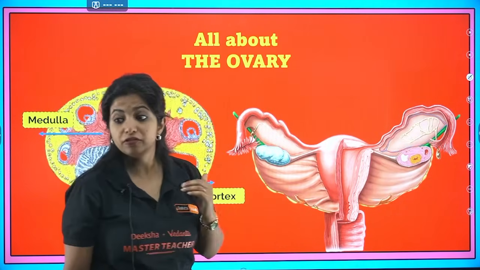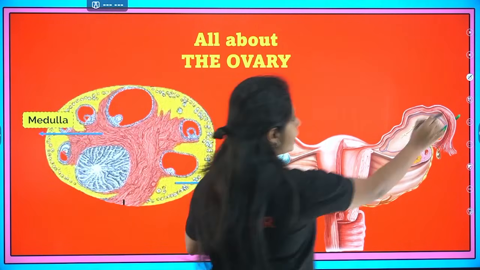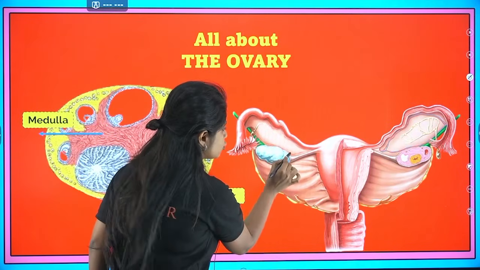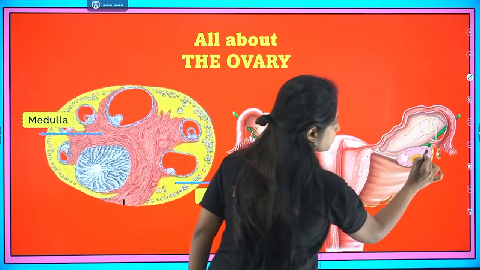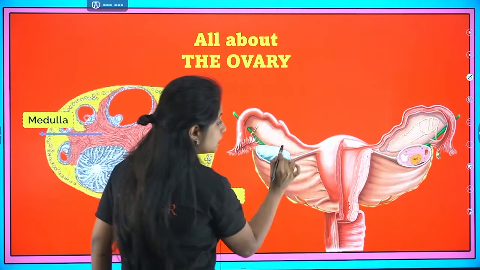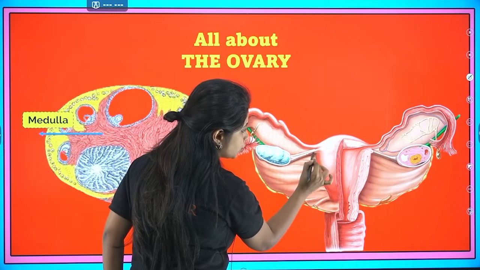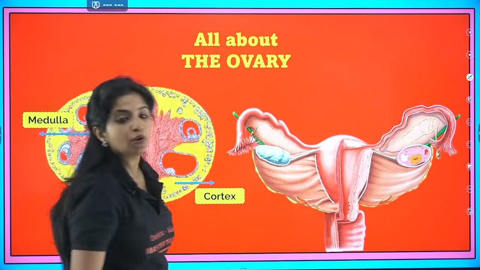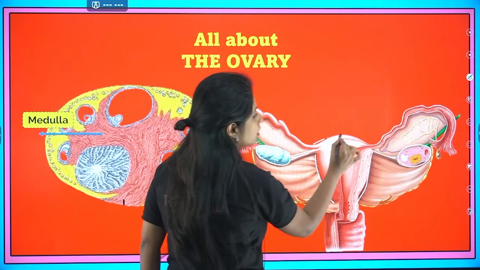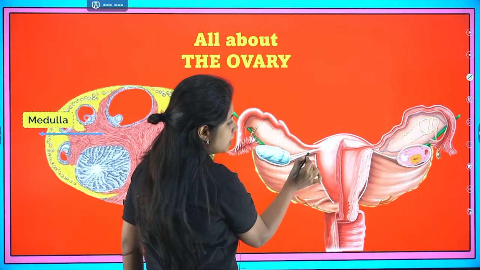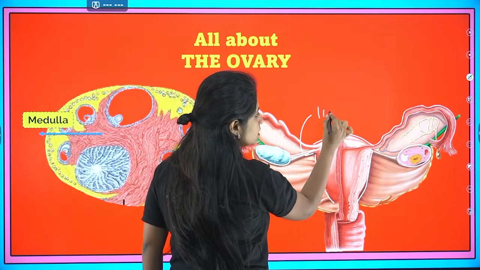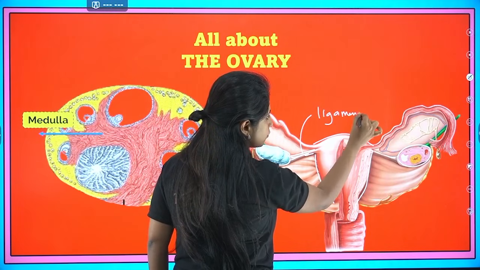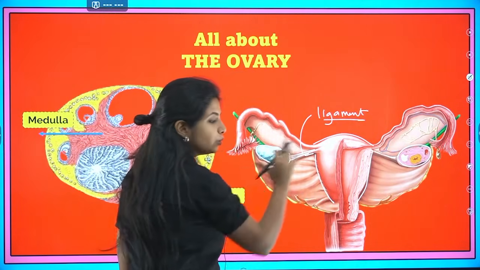Now this ovary which you see is right up over here. If you see the female reproductive system, my dear children, it has 2 ovaries, which is like this. It's a paired structure. This ovary is attached to this structure. What do you call this structure? This is going to be your uterus. There are some ligaments which attach the ovary to the uterus.